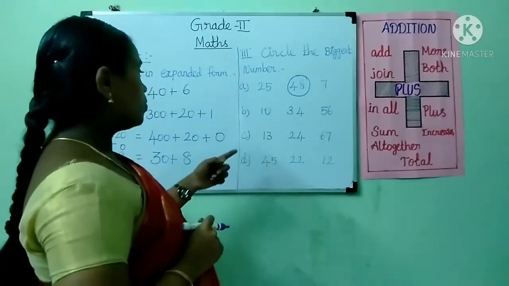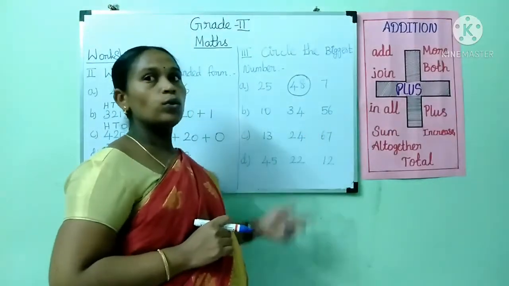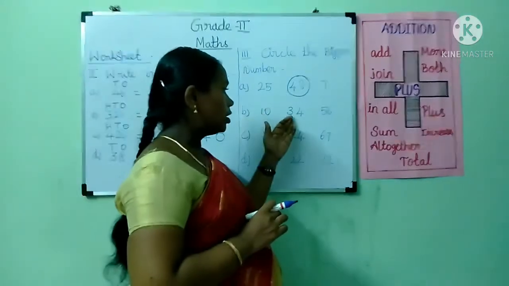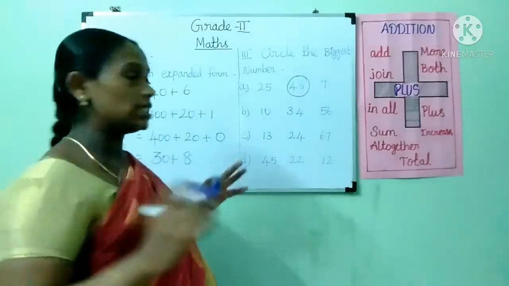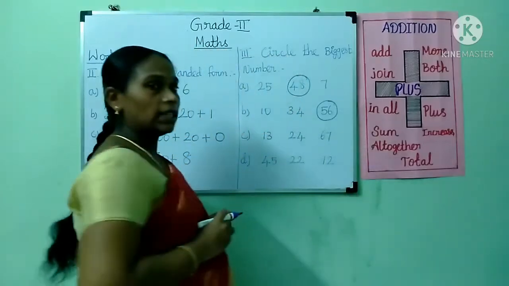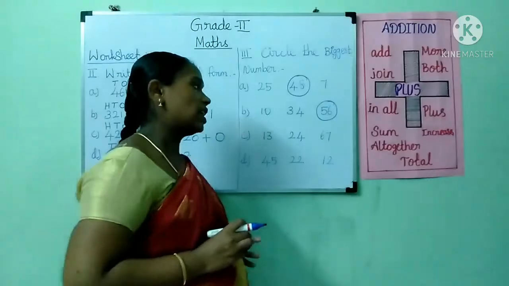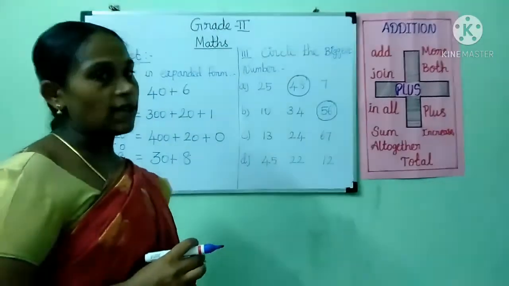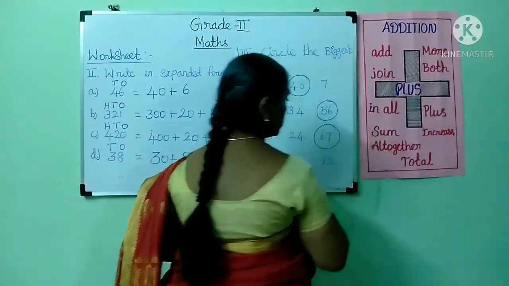Okay. The next one, 10, 34, 56. Which number is the biggest number? 10, 34 or 56? Yes, 56 is the biggest number. So you should put the circle. Okay, the next one, 13, 24, 67. Which number is the biggest number? Yes, 67 is the biggest number. So you should put the circle.